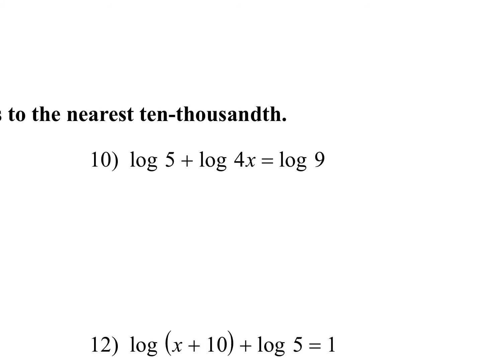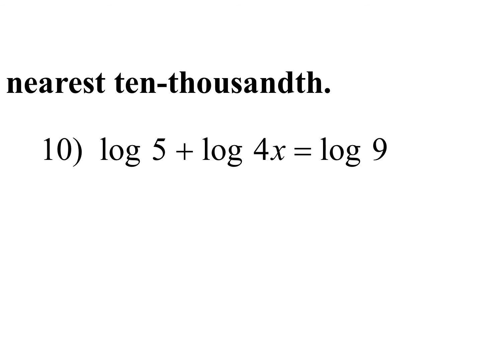All right, let's look at number 10. So again, we have 2 logs on one side. What do we do when we have 2 logs on one side? Combine. Combine how? If we're adding, how do we combine them? What goes with addition when you're condensing? Multiply. So we multiply 5 times 4x. And that's equal to log of 9.